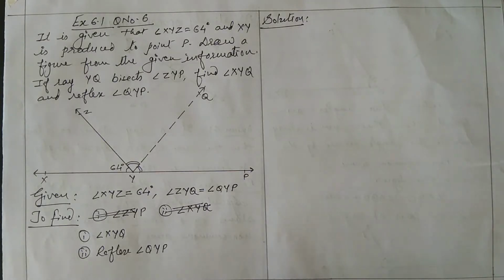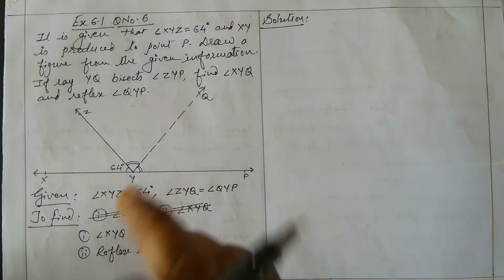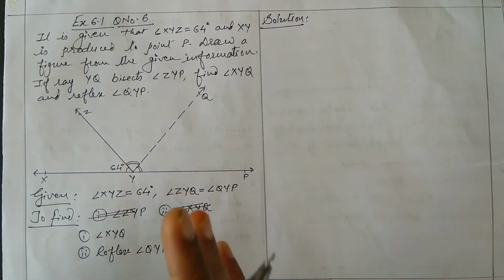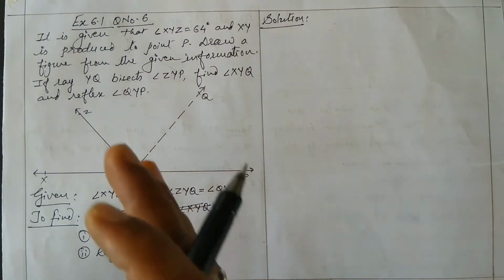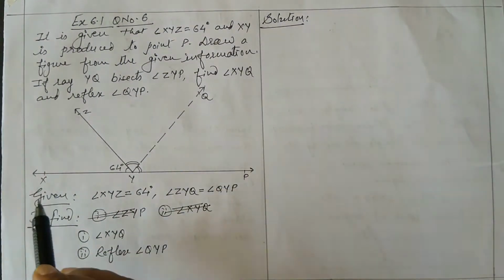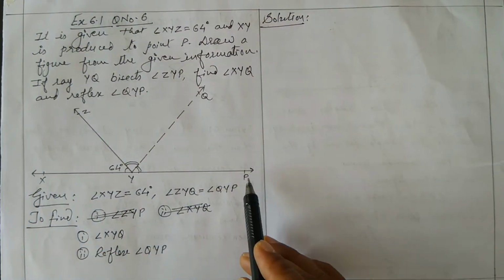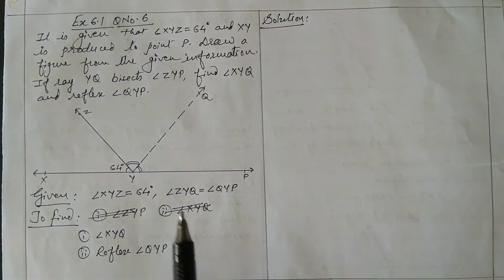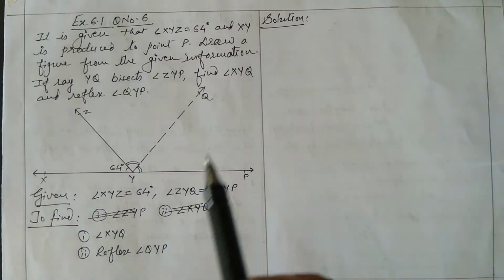Let us see question number 6 of exercise 6.1. It is given that angle XYZ is 64 degrees. I have drawn the diagram. The diagram is not given in the question. We have to draw the diagram from the information. Okay, it is given that XYZ is 64 and XY is produced up to point P. XY को बढ़ा के हम point P तक बढ़ा सकते हैं. यहाँ लिखा है, you have to produce. Draw the figure from the given information.